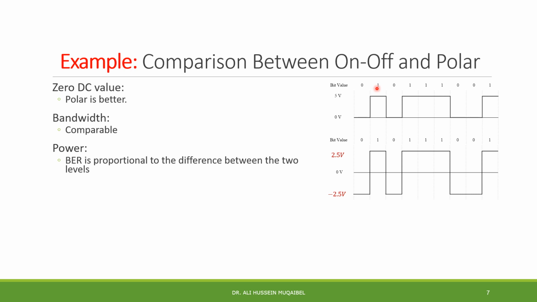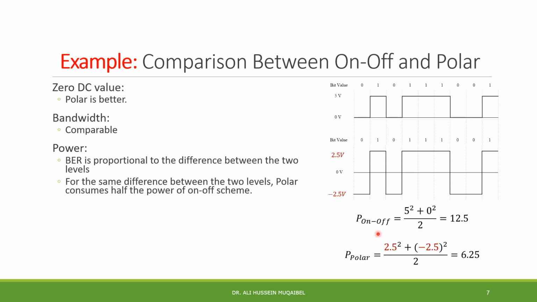Now we can check which one consumes more power. We'll assume that half of the bits are zeros and half of them are ones. So the power of 1 and the power of 0, we take their average. Here, for example, for the on-off we get 5 squared plus 0 squared, the power of 1 and the power of 0, divided by 2, you get 12.5. For the case of the polar, we always have a DC value within the bit. So we have either 2.5 squared or minus 2.5 squared, divided by 2, you get 6.25, which means that the polar requires much less power. It requires, in fact, half the power for the same performance.